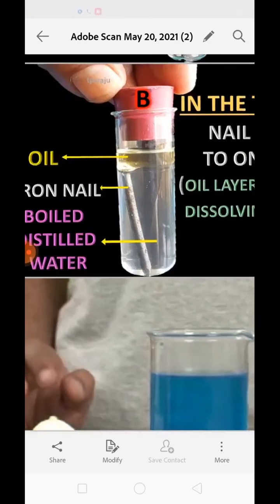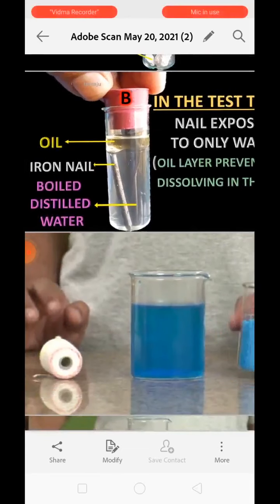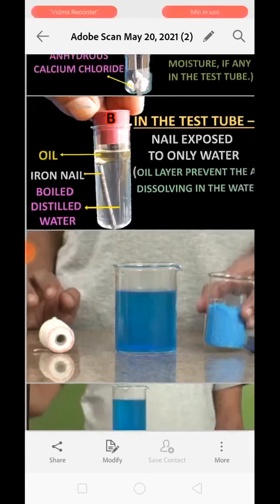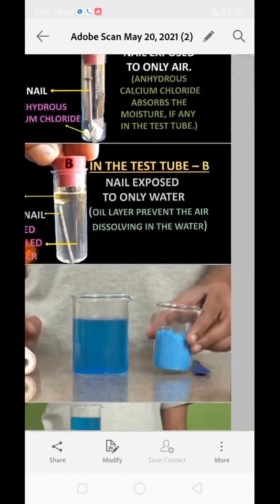In test tube B we have added boiled water along with oil. You can see the upper film of oil. We have boiled the water to remove the oxygen content from the water. In this way, in test tube B, we have boiled water with no oxygen. So the iron nail is coming in contact with water, but the oxygen is absent, so the reaction will never take place. In this way the nail will not get rusted.